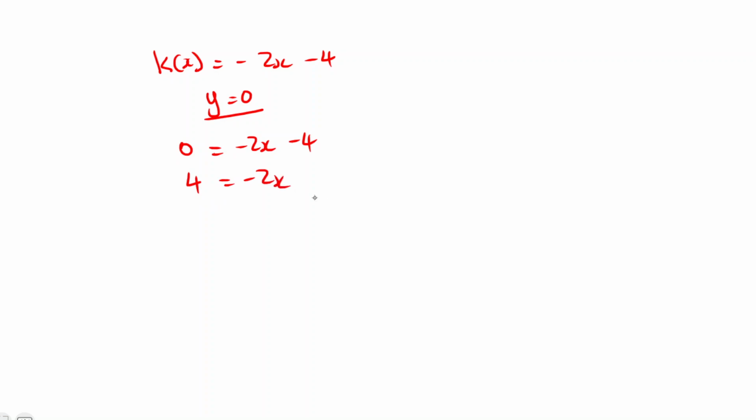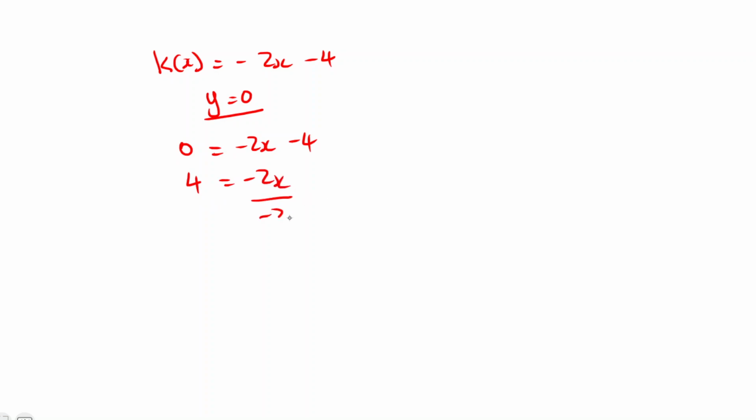Okay, so we're going to say here the straight line, which is k of x, is equal to negative 2x minus 4. So let's now make y equal to 0 to find x. I want to know what x is, so I'm going to take the 4 to the other side. It's going to be positive 4 equals negative 2x.